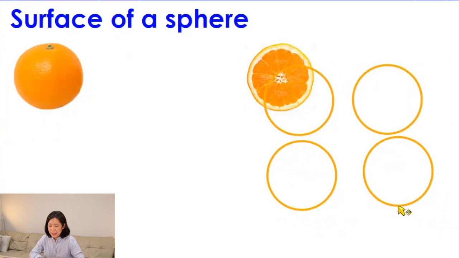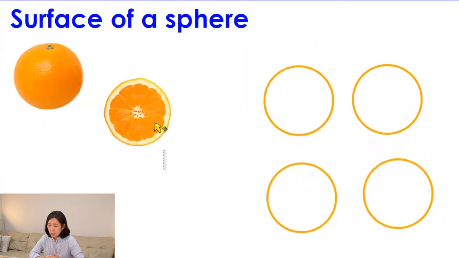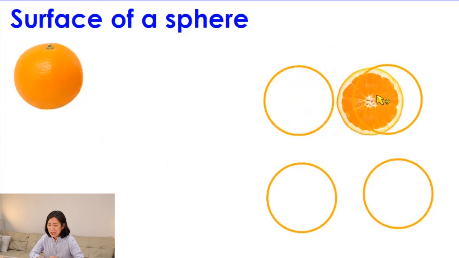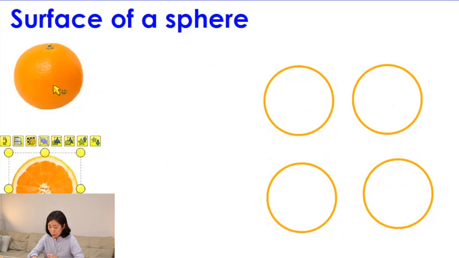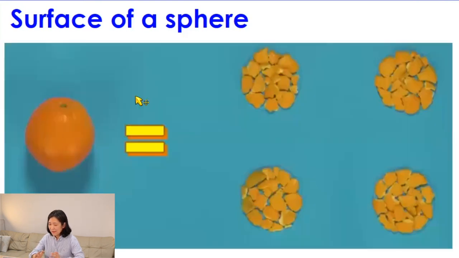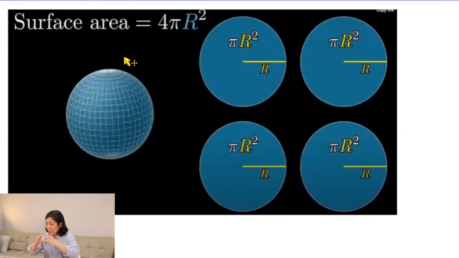Now I peel the orange, chop the orange peel into really small pieces, and rearrange these peels into these 4 circles. Then you know what happened? Look at this one. These peels are perfectly fitting into the 4 circles, right? From this experiment, what did you notice? The orange peel is exactly the same as what? Yes, it's the surface area of the sphere. So we realize that the surface area of the sphere is the same as 4 times the area of the cross section, that is a circle, right?